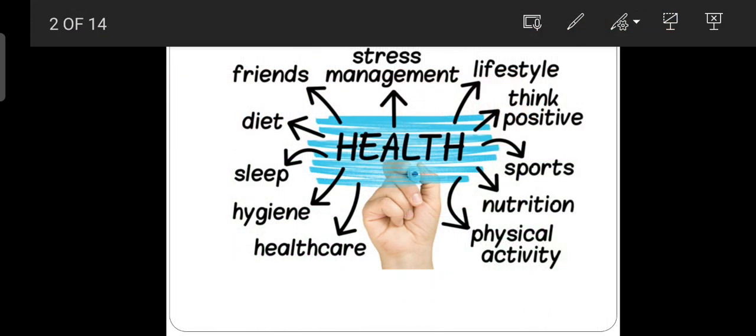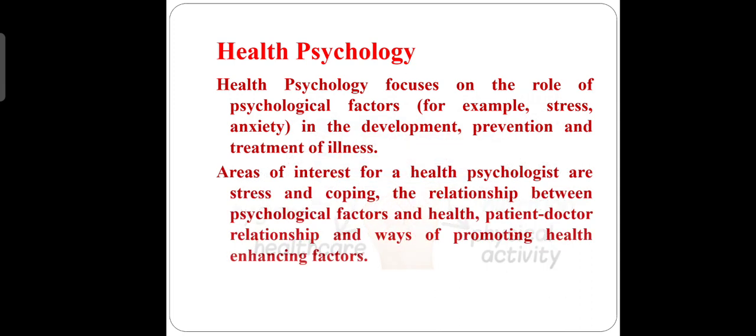So what is health? You have to know, children, first. WHO said health is a state of complete physical, mental and social well-being. Remember, children, physical, mental and social well-being, and not merely the absence of disease. So not only physical, our mental and social well-being are also important. Now, what is health psychology and what are the roles of a health psychologist?